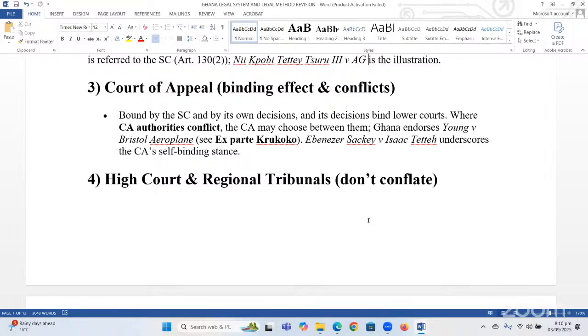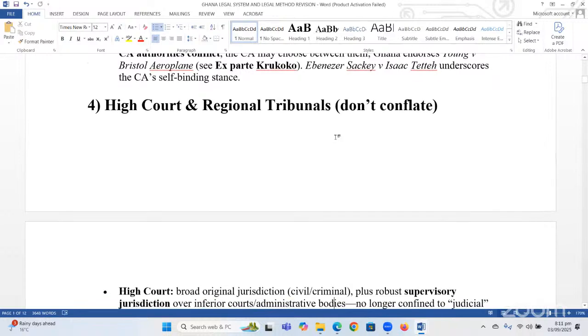So if you look at our jurisprudence, you look at Young against Bristol Aeroplane, for example, we seem to follow the position that the decision of the Court of Appeal is binding, and for that matter, where we have conflicting decisions, the court is at liberty to choose any of them, and it will not be wrong. Because unlike the Supreme Court, where it can make a departure and give a reason.